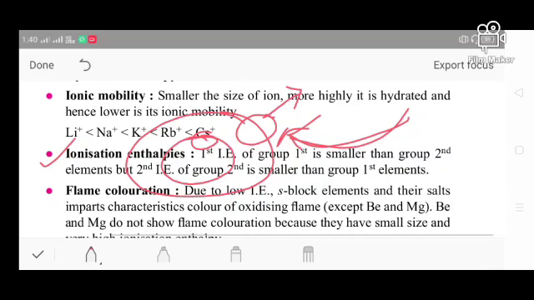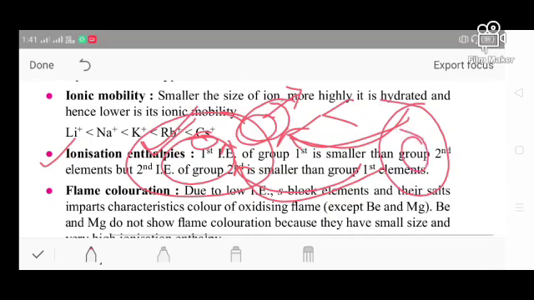Secondly, whenever we try on the second electron, we apply energy to the second electron to withdraw it from its orbital, so we need a high amount of energy. So here it is saying that for group 1, the first ionization energy is very much less than the second ionization energy of the group 2 elements. So it is very less.